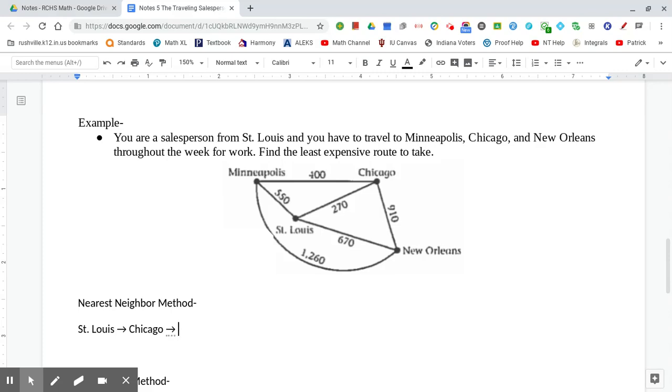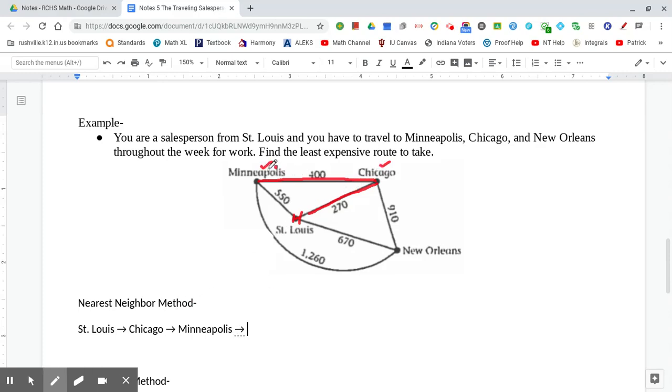And then from there, it's probably a good idea to mark off where we've been. So this is our home, so I'm going to put an H for home, and now we're going to go to Chicago. Now we've been to Chicago, so we have to either go to Minneapolis or New Orleans. From Chicago, Minneapolis has a weight of 400 or New Orleans a weight of 910, and we choose the smallest. So that means we're going to go to Minneapolis next.